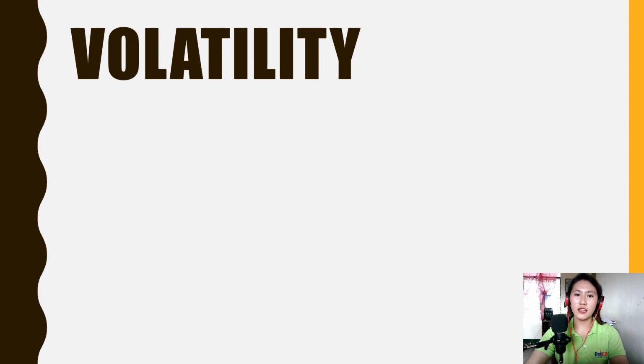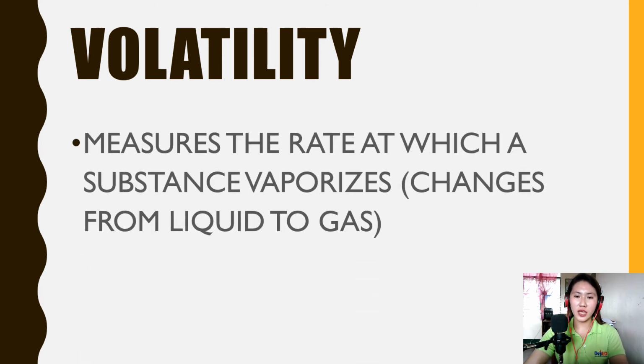Lastly, we have volatility. It measures the rate at which a substance vaporizes, changes from liquid to gas, or the tendency of a substance to evaporate at a normal temperature. So those substances with high volatility are more likely to exist as a vapor or gas. And those substances naman with low volatility are more likely to be a liquid or solid.